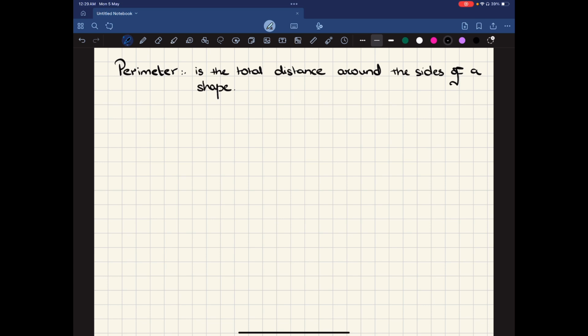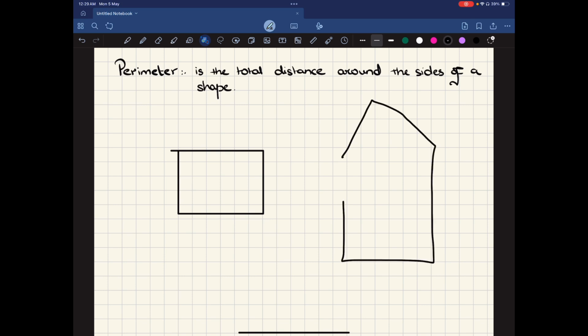And we generally do not memorize formulas for calculating perimeters. We will memorize formulas for area, but for perimeter, let's do a couple of examples so that you would understand what perimeter is. So let's imagine this is the shape. And then we have this as the shape.